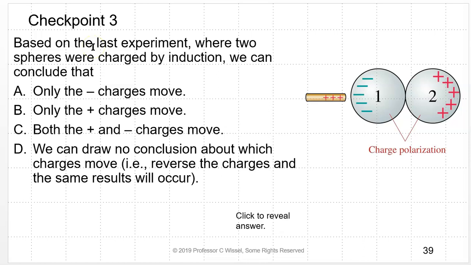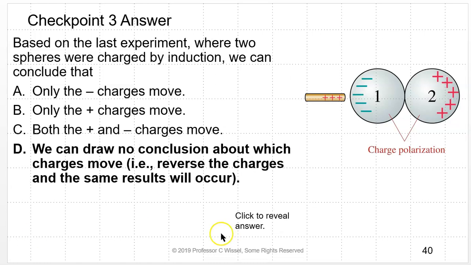Now, based on the last experiment where two spheres were charged by induction, what can we conclude? Can we conclude that only positive charges move? Can we conclude that only the negative charges move? Can we conclude they both move? Or can't we draw any conclusion at all? We can draw no conclusion about which charges move. If we reverse the charges, the same results would occur.